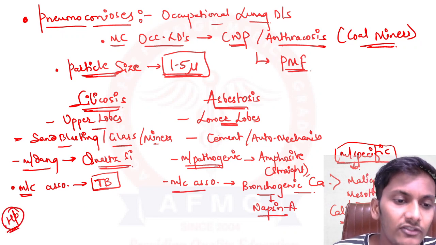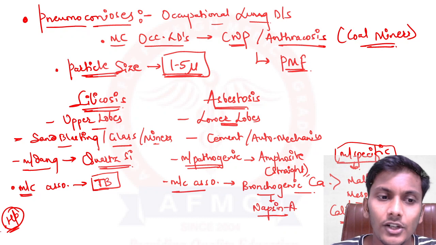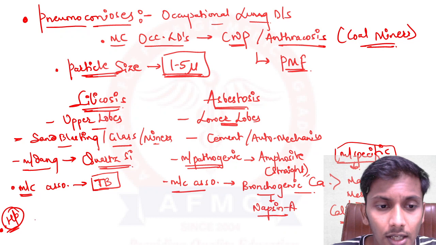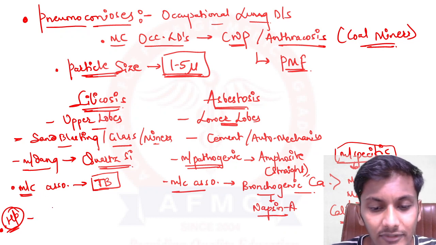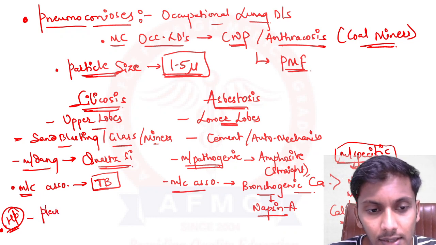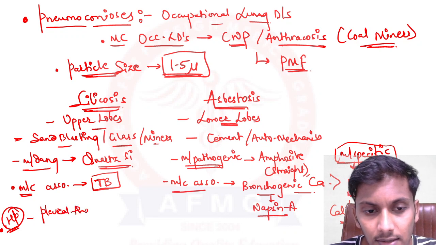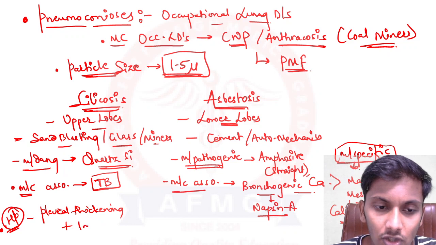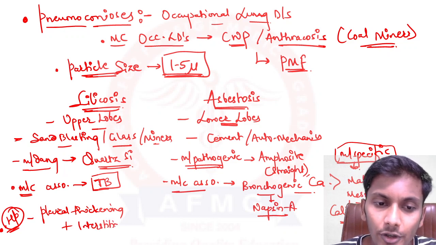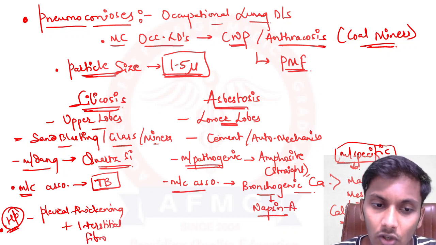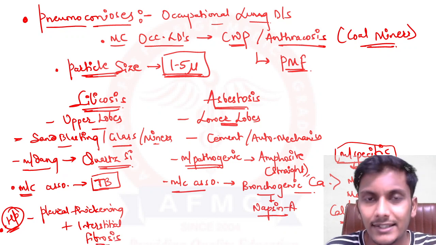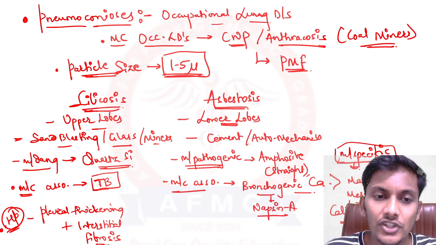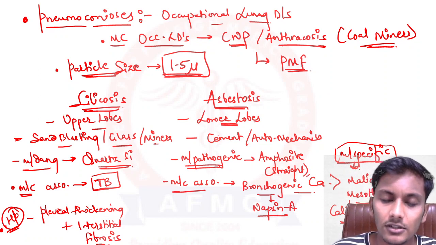As we know, if we perform a biopsy and take it for histopathological examination, what are the findings seen? In cases of silicosis, we can see pleural thickening along with interstitial fibrosis. These are the two most important features seen in silicosis on histopathological examination. On a chest x-ray, we have already studied, we can see two features: first is eggshell calcification, and second is snowstorm appearance in cases of silicosis.